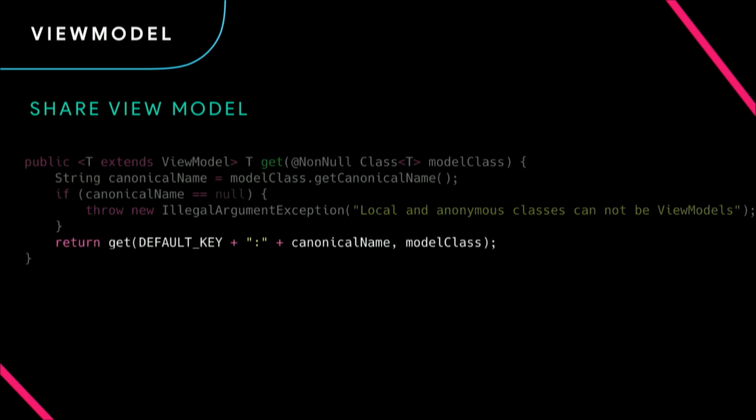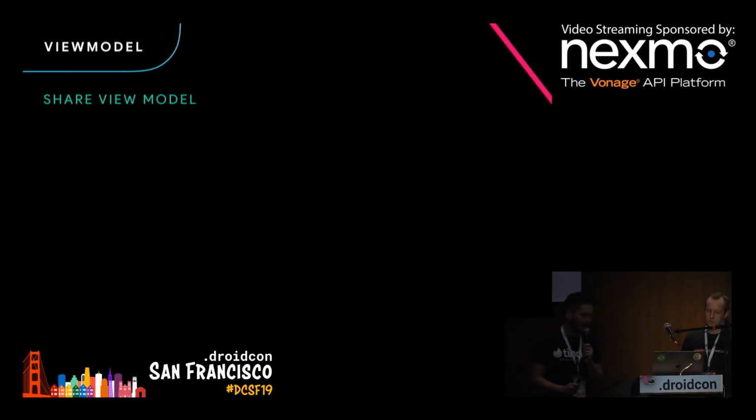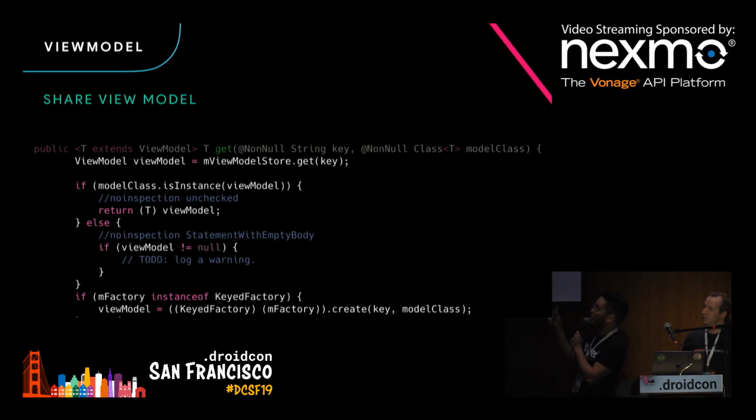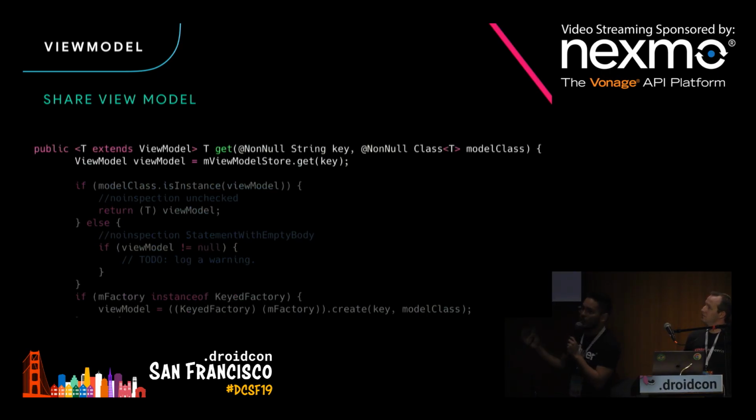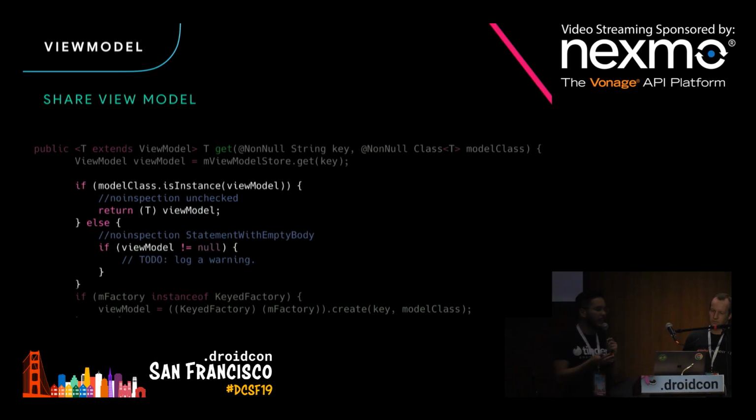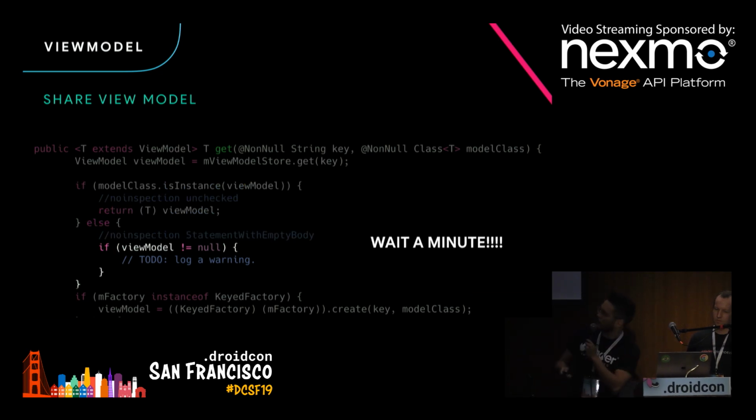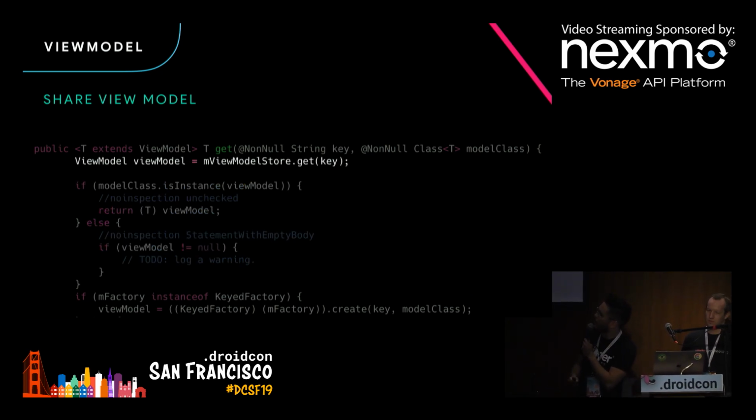And then it calls get with a default key and like two dots and a canonical name and a model class. Like, what's going on in there? So let's take a look at that method too. When we go there, we can see here that it's going to get the view model using that key, which, that key basically, we just saw, is the name of that class with some prefix. And then it checks if the model class that we got is an instance of view model, and then we can. But I mean, let's just go back here very quick.